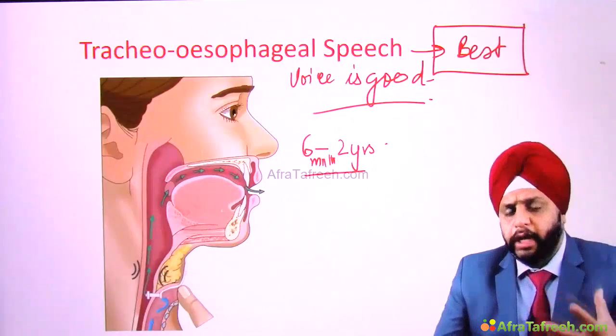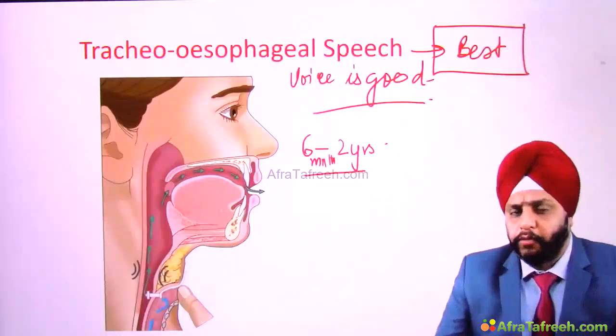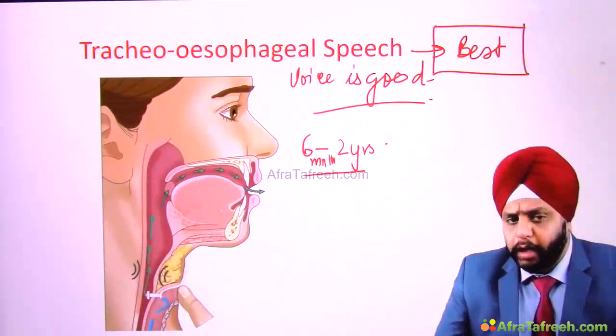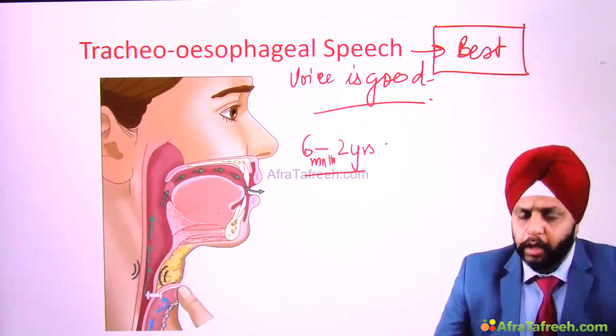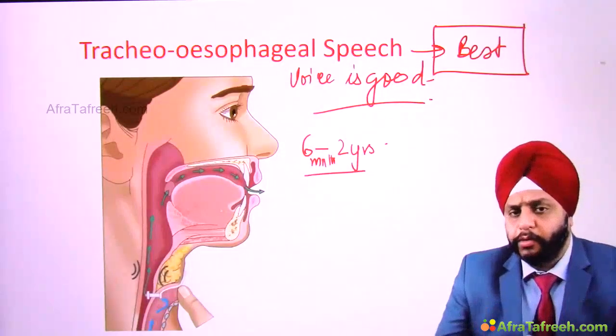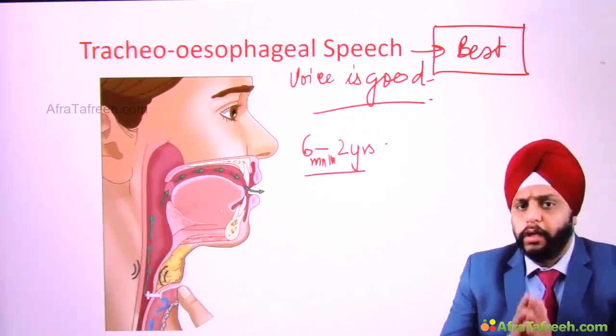Okay, because anytime this starts leaking, we may have to change it. If it gets infected, we may have to change it. So follow-up is required, and we cannot do it in low socioeconomic status people, especially those who cannot maintain hygiene, right? So this method is the best, but it's not for everyone. All right, so that is your tracheoesophageal speech.